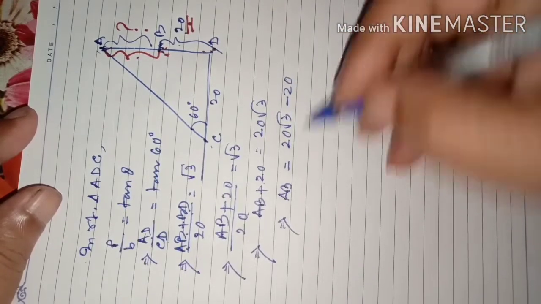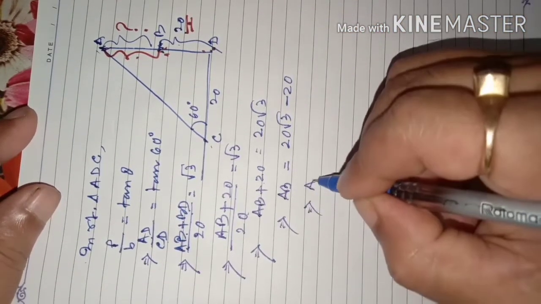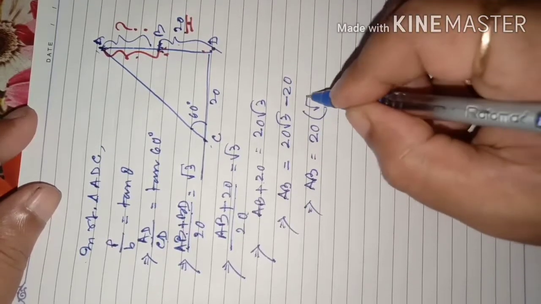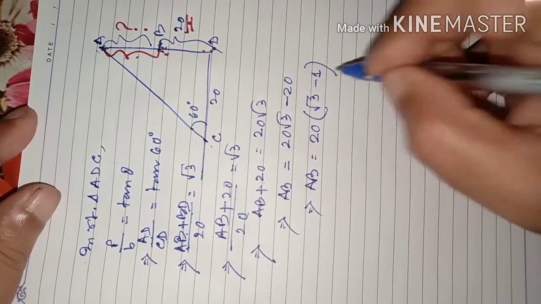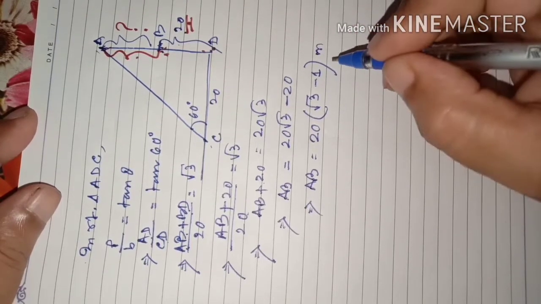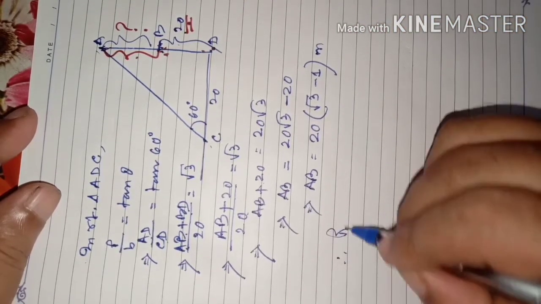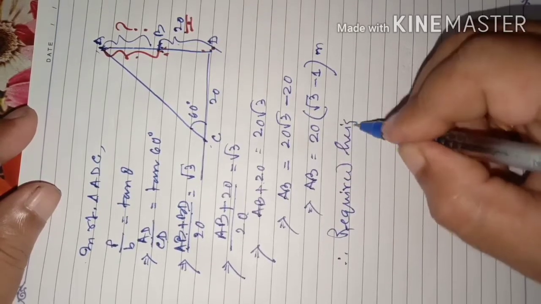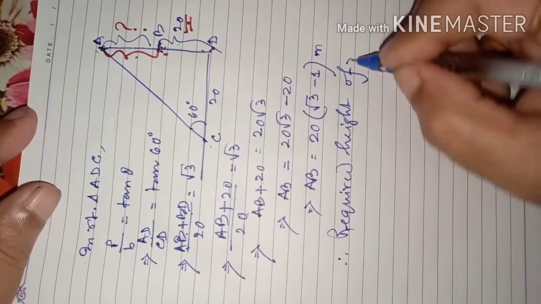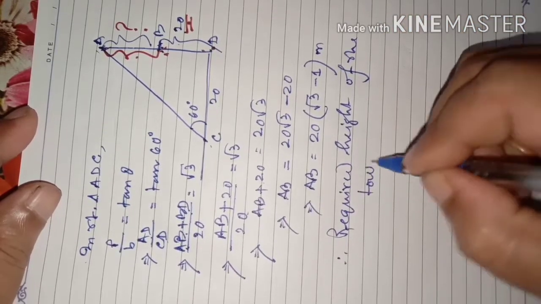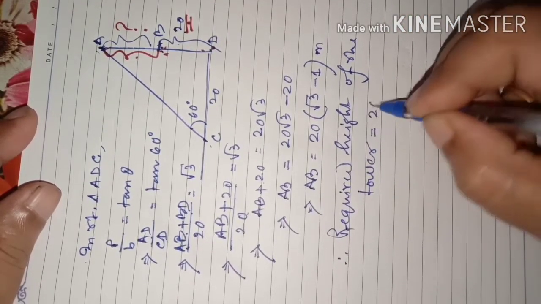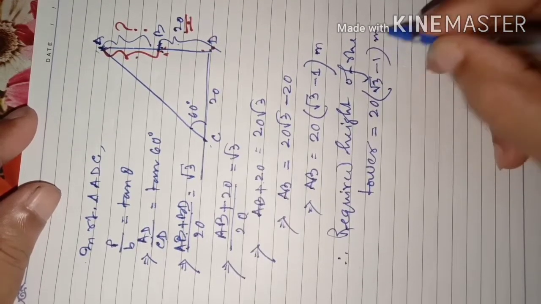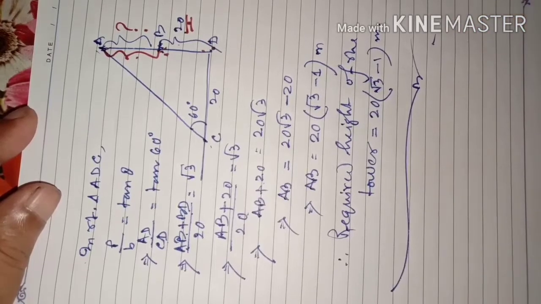Okay. Then from here AB is equal to 20 as a common factor, then it will be root 3 minus 1 meter. So therefore the required height of the tower is equal to 20 times bracket root 3 minus 1 meter. This is our final answer.